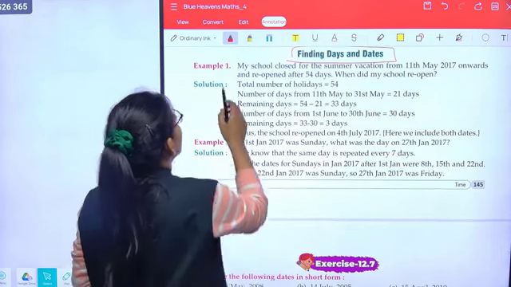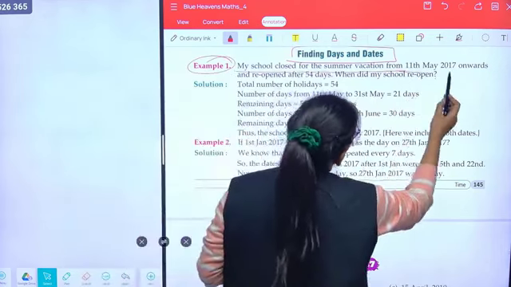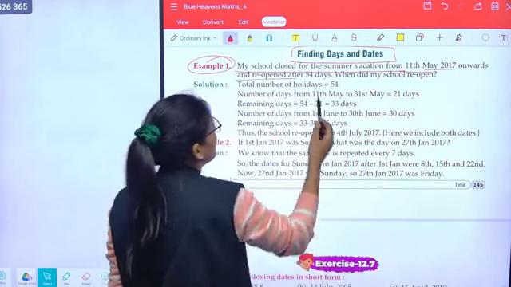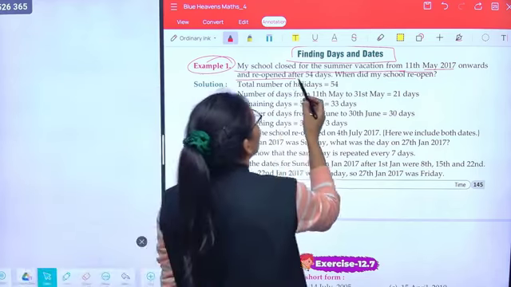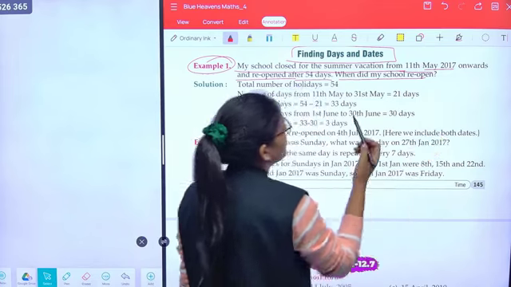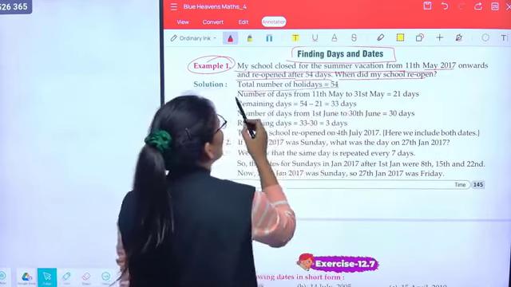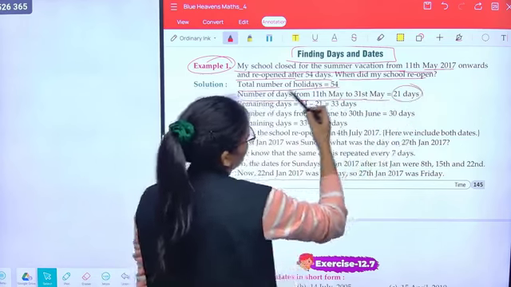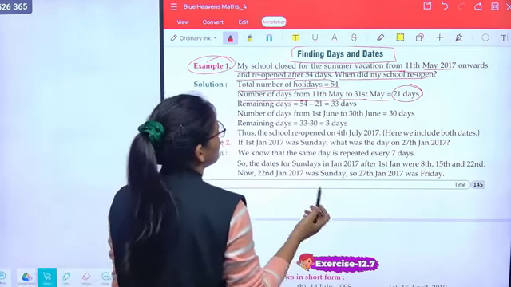Finding days and dates. Now see class. Example number 1. My school closed for the summer vacation from 11 May 2017 onwards and reopens कब होंगे? After 54 days. After 54 days, when did my school reopen? Total number of holidays 54. Number of days from 11th May to 31st May: 21 days. Okay. 11th May to 31st May, 21.